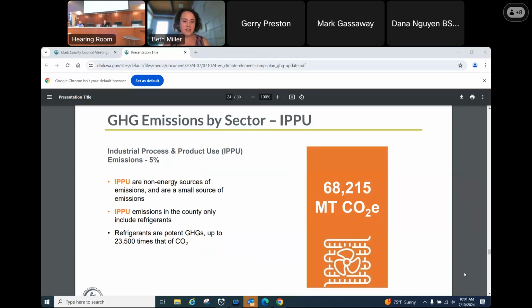Okay, and then this sector is what we call industrial process and product use. Sometimes this involves industrial emissions, but in this case, this is all from refrigerants. This is from the AC in your car, the AC in homes, and grocery stores have huge refrigerators. All of those sources have a slight rate of leakage, and this is estimated per population based on the state averages. Next.